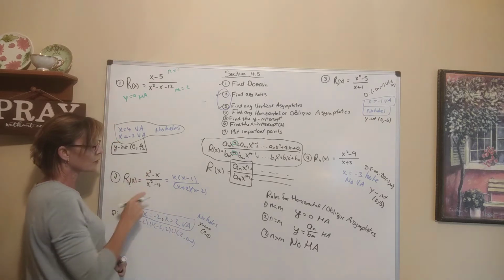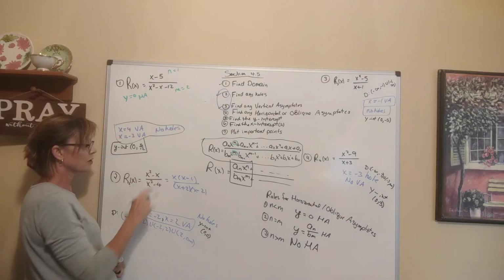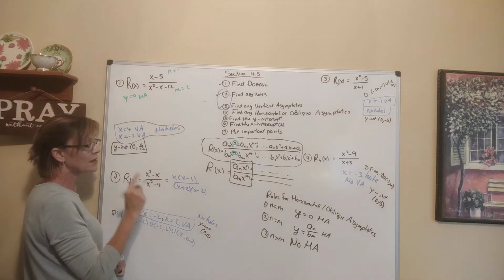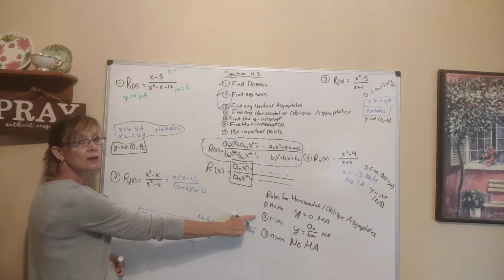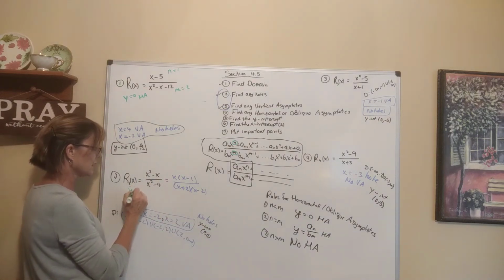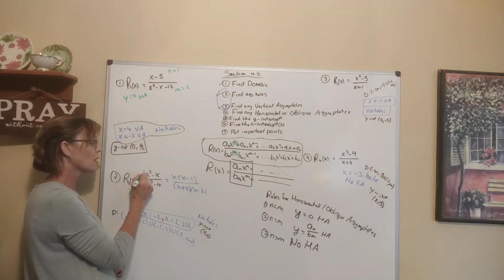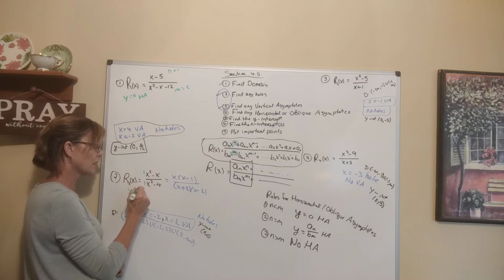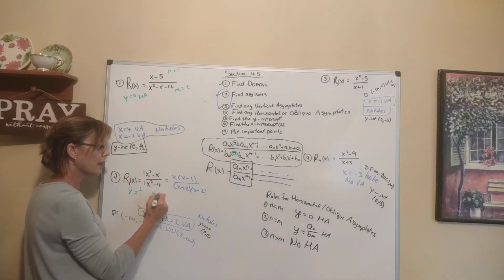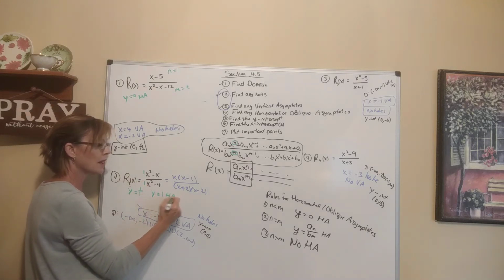Right here, the degree of the numerator is 2, the degree of the denominator is 2. In this case, n is equal to m, so we get y equal to the ratio of the leading coefficients. The leading coefficient here is 1, the leading coefficient here is 1, so we're going to get y equals 1 as the horizontal asymptote.